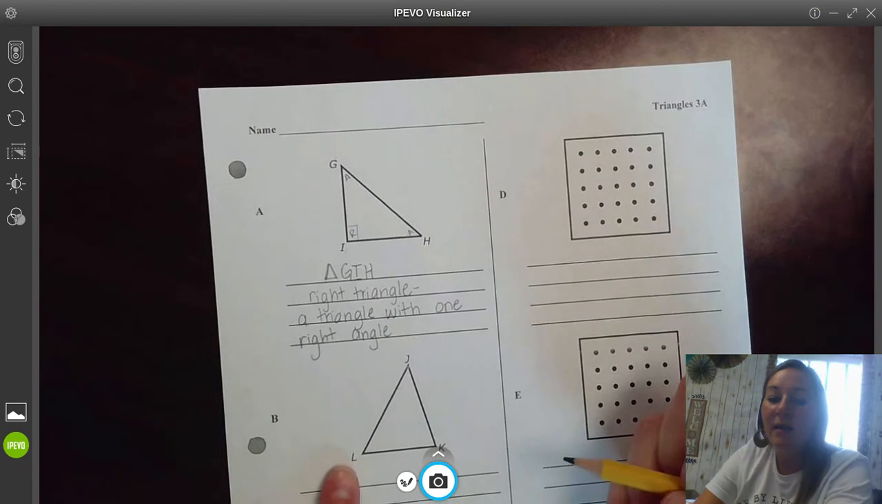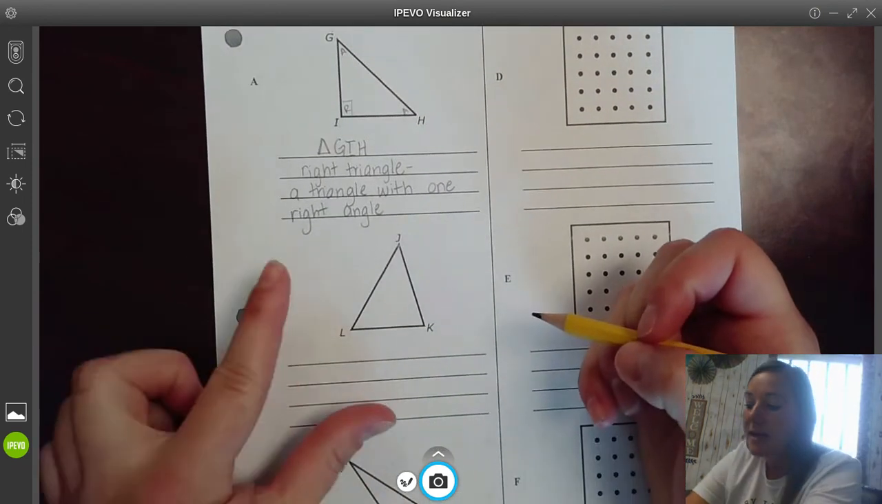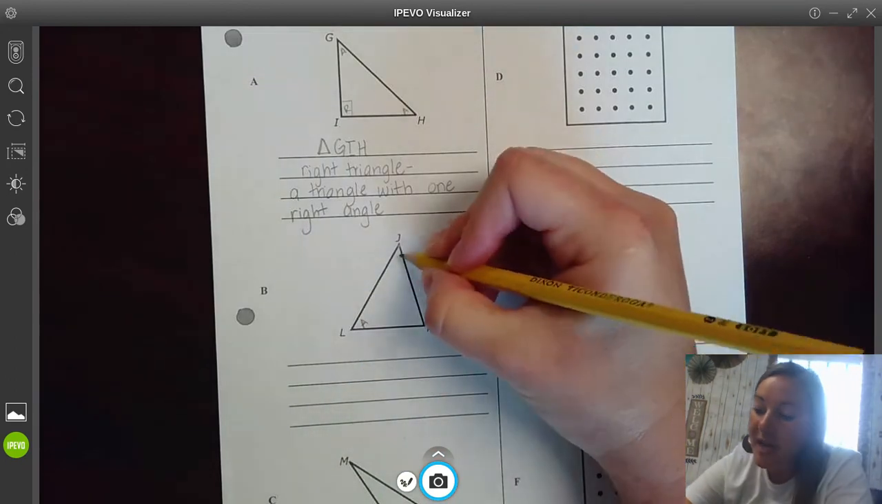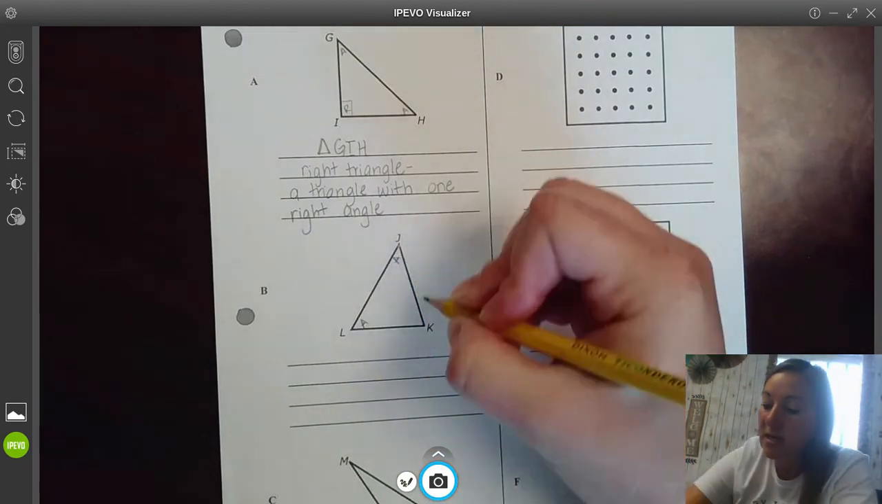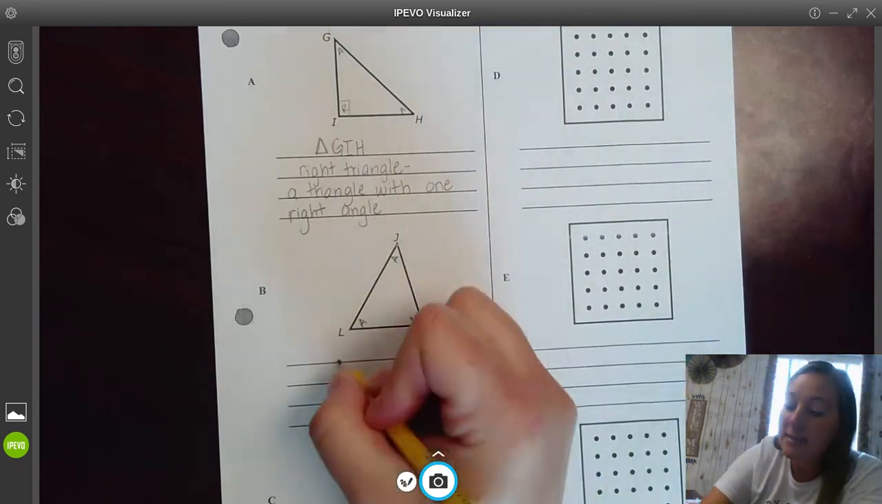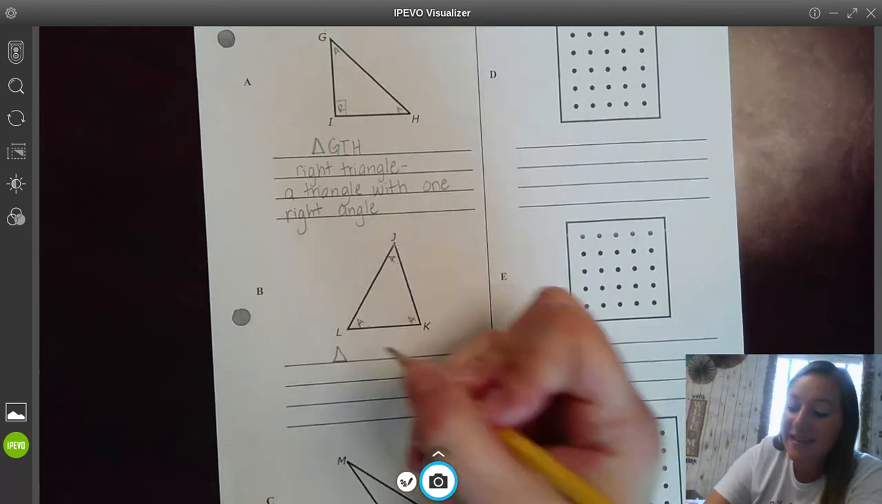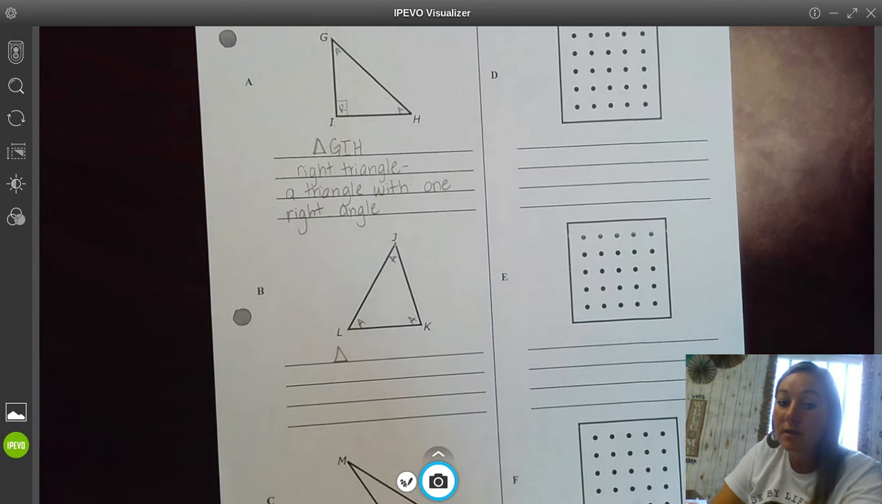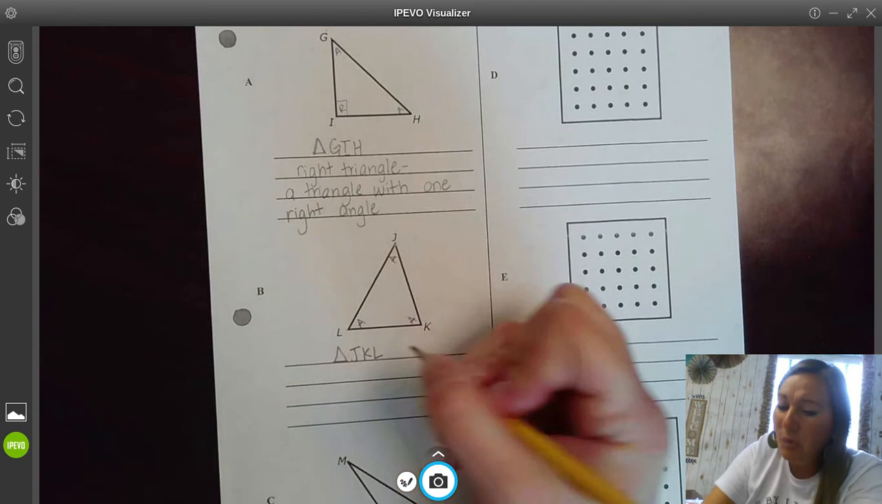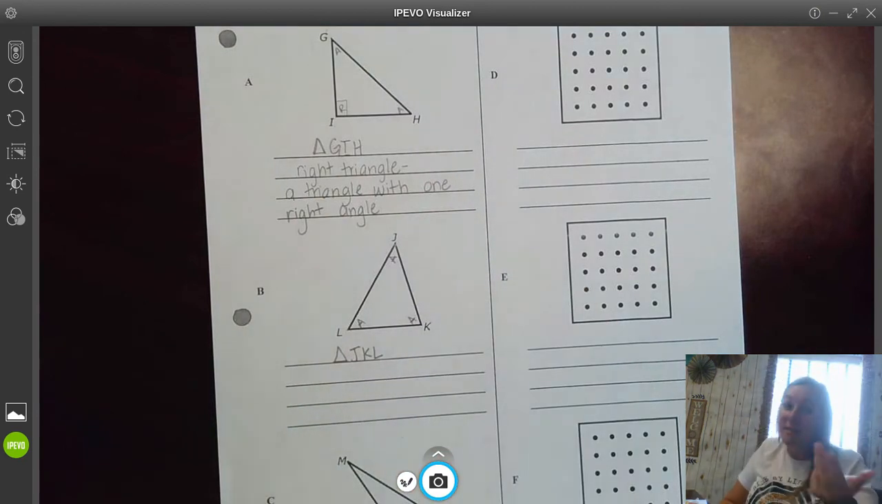All right, take a look at my next one, okay? Take a look at L, okay? It's mostly closed. It's acute. It's small and cute. J, it's mostly closed, so it's acute. And K, it's mostly closed, so it's acute. So I'm going to say triangle JKL. Well, guess what? If they're all acute angles, guess what type of triangle it is?